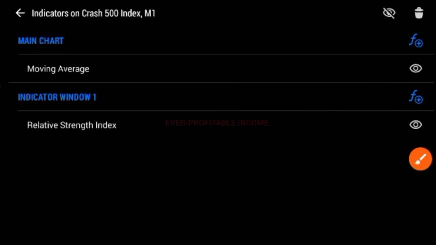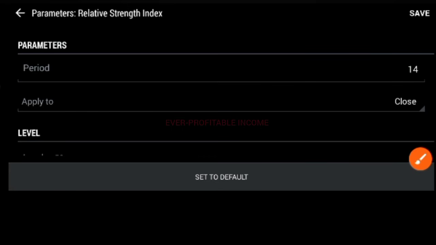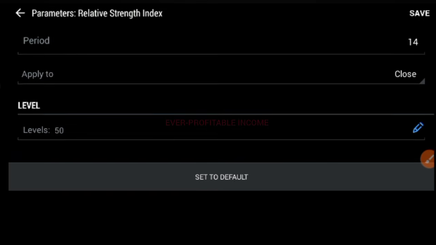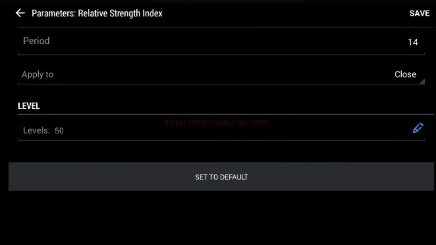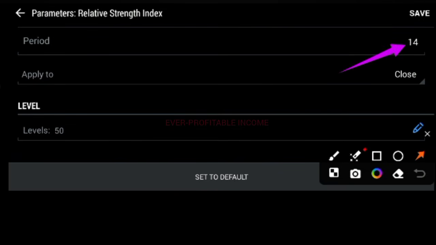Okay, so the RSI, we have the parameters to be period 14. Can you see that? Period 14, apply to close, and the level is level 50. Just level 50. The reason I added level 70 initially is to tell you the level at which you should get out of the trade.